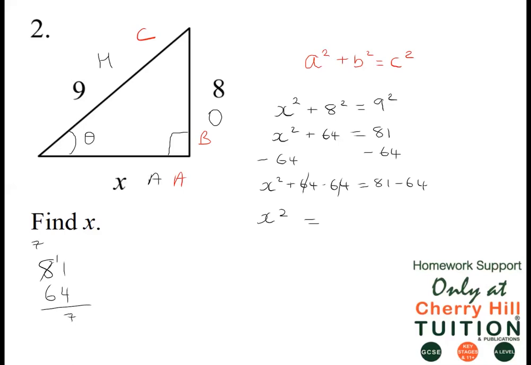This gives us 17. Square root of both sides will leave us with plus and minus the square root of 17. Because we are working out the length of a side, we have to take the positive value because the length cannot be negative. So x is equal to the square root of 17. Okay, so not too difficult. I would advise you to pause this video now and try this question again on your own to see if your answer matches my answer.